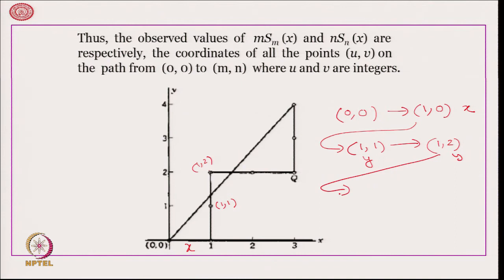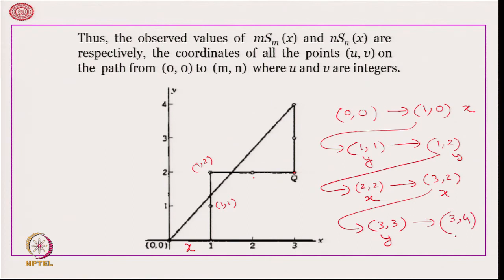Then from 1 2 we go to 2 2, because we got an x. From 2 2 we go to 3 2, because we got another x, and from 3 2 we go to 3 3, because we got a y, and from there we come to 3 4, because of another y. So, that is the description of the path corresponding to this diagram.